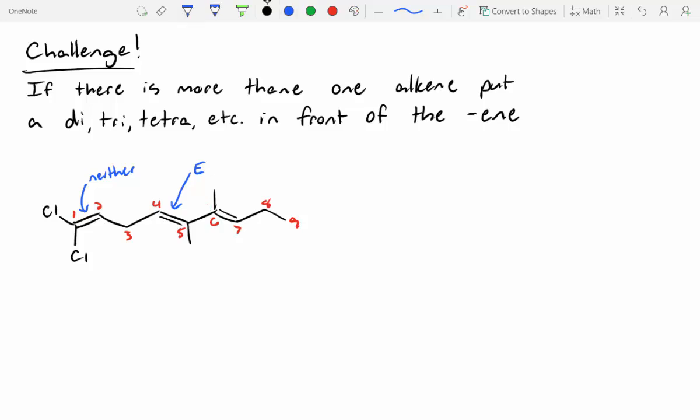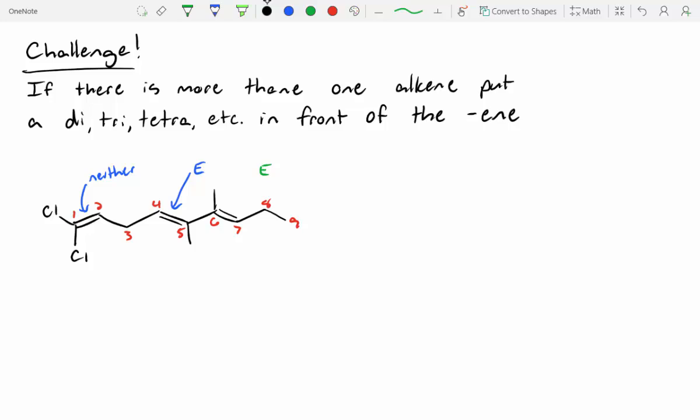If we go to the next one, at carbon 6, we could quite clearly say that this is going to be priority 1 coming off of carbon 6. The methyl group will be priority 2. And then for carbon 7, priority 1 is obviously going to be the ethyl group, and then priority 2 is going to be this assumed hydrogen down here. So we can see that, again, we've got an alkene where the highest priorities are on opposite sides. So this would also be an E. So let's go ahead and erase this.